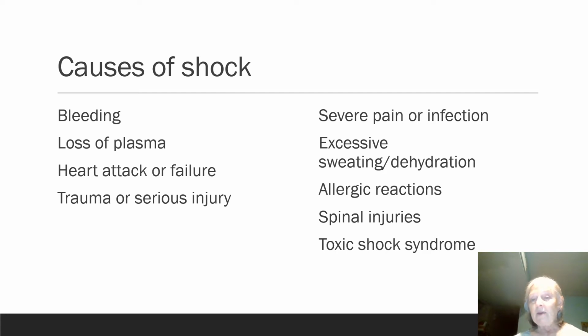Allergic reactions, spinal injuries, all of those different things. Other causes could be burns, especially major burns, pancreatitis, ischemic reperfusion injury, cardiac tamponade. We're going to talk a little bit about that. And then pulmonary emboli, depending on where they settle out, can also start to cause problems.